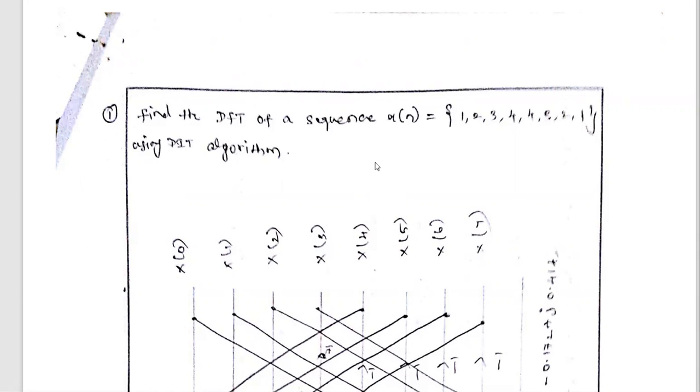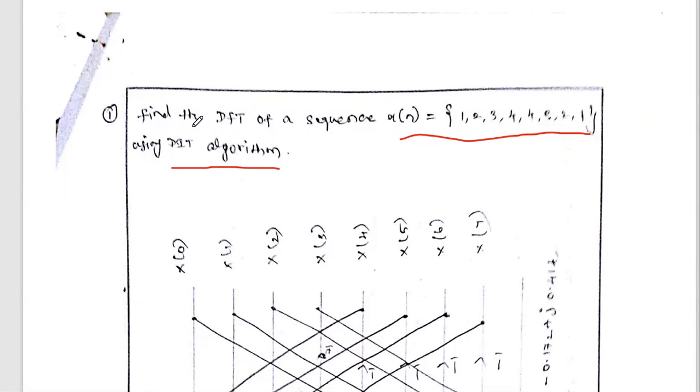In the previous video, we discussed how to draw the 8-point DIT FFT butterfly diagram. Now, using that diagram, we are going to solve one problem using the DIT algorithm. The question is: find the DFT of the sequence x of n equal to 1, 2, 3, 4, 4, 3, 2, 1 using the DIT algorithm.